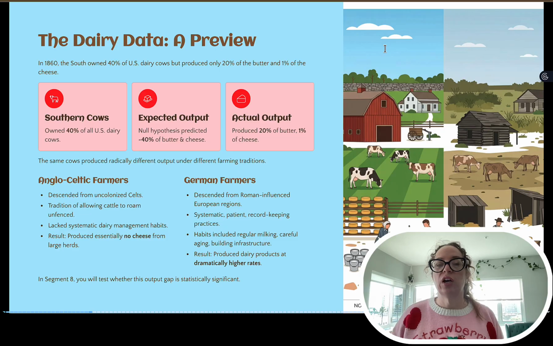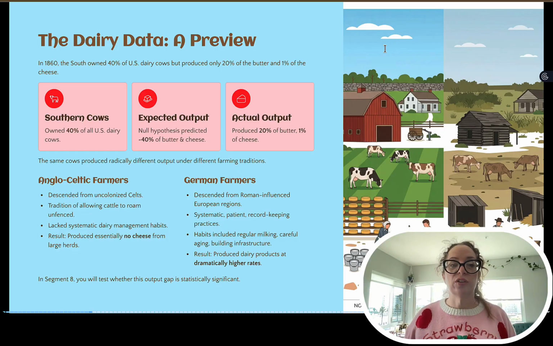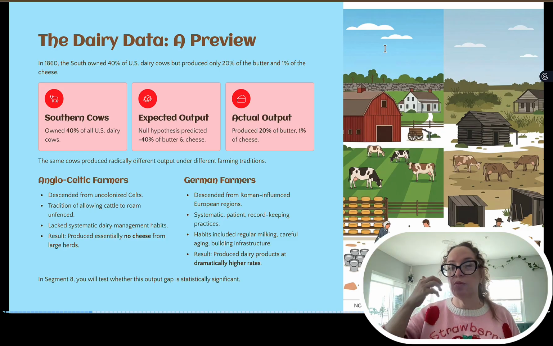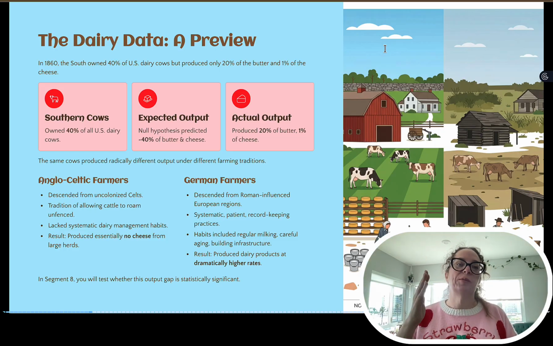And historians note that German farmers who had settled in the same southern states were producing dairy products at dramatically higher rates than their Celtic neighbors. Same geography, same weather, same soil, same cows, but hugely different outputs, okay? And consider the Germans also came from regions of Europe that had been Romanized, okay? Maybe not quite as much as the English, but they had still been Romanized, and they brought with them this sort of systematic record-keeping, productive habits that came with the Roman tradition.